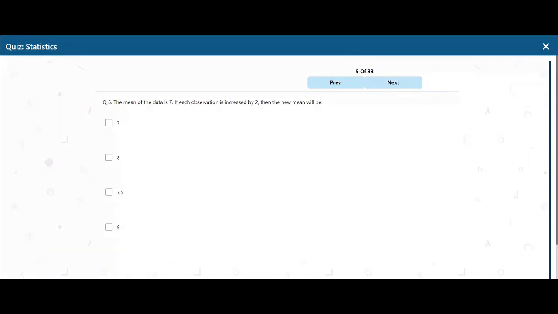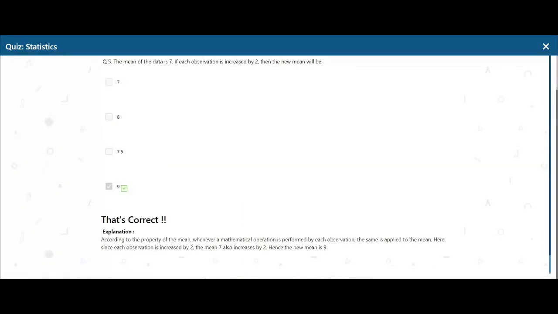Next, Dhanaya. Dhanaya, you have to answer. The mean of the data is 7. If each observation is increased by 2, what will be the new mean? D option, ma'am. 9. How did you get that? That's correct. They have not given how many observations there are. So if each is increased by 2, the mean will also be increased by 2. Your answer is very good. Very good, Dhanaya.